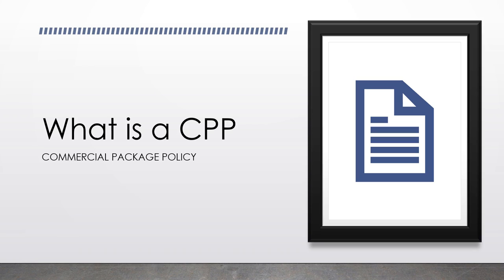Now, you can get a separate standalone commercial auto policy for your business, but that would be considered a monoline, not a CPP. A CPP is basically a package, meaning there's more than one. You're going to have more than one line of insurance in one policy. If you have two or more, then that's considered a CPP. And so we'll get more into that next.